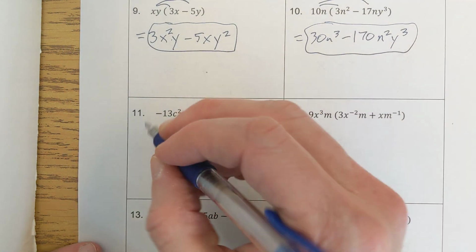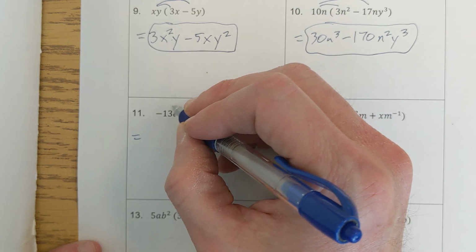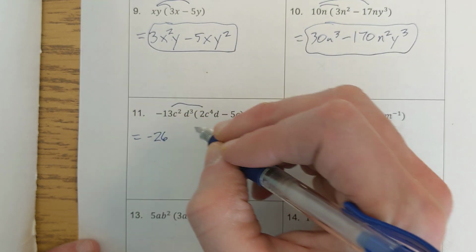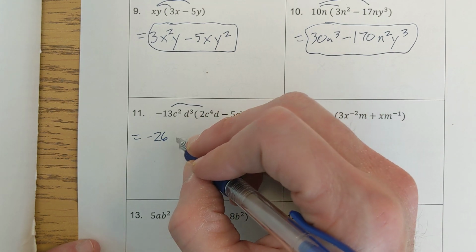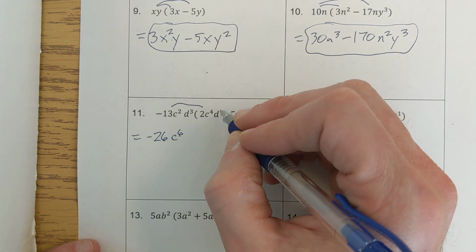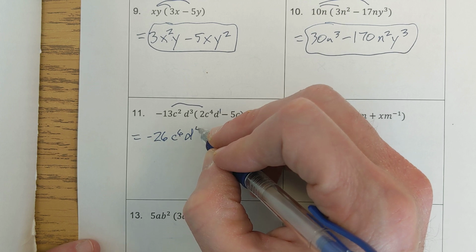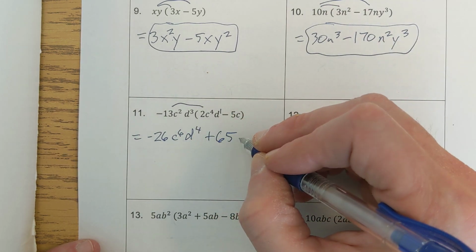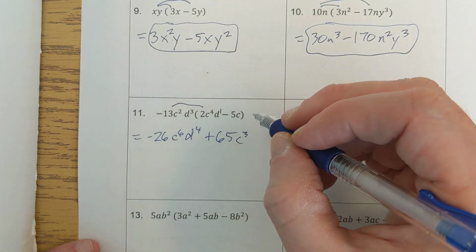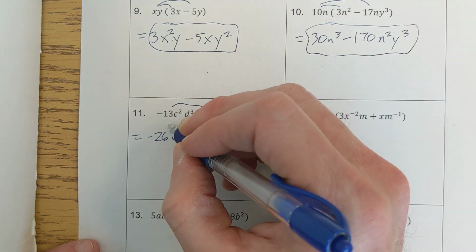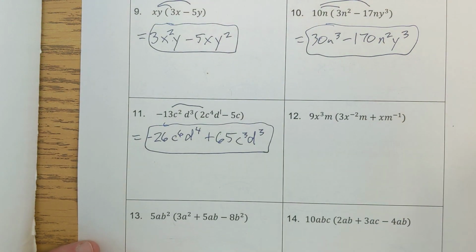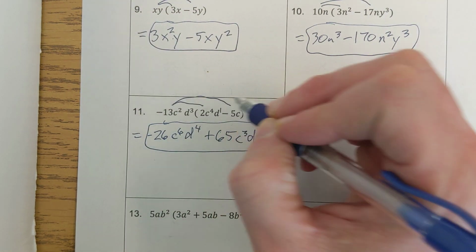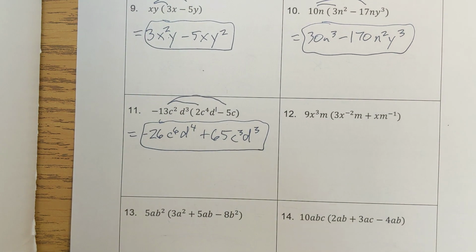All right, on number 11, we're adding even more stuff to it now. Now we got negative 13 times 2, so negative 26. C's, we got 2 and 4, so c to the 6th. 3 and 1, so that's d to the 4th. Negative negative is plus 65, c to the 3rd, and d to the 3rd. So that is everything on that one, right? So again, we're just doing the distributive property and then being careful with your laws of exponents.